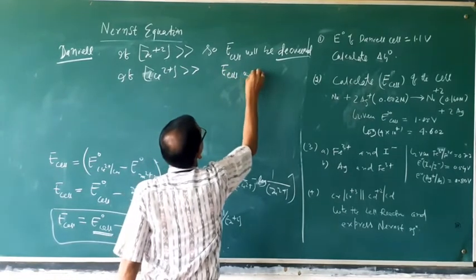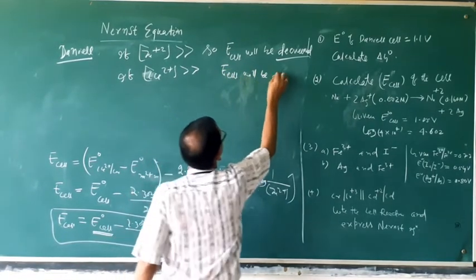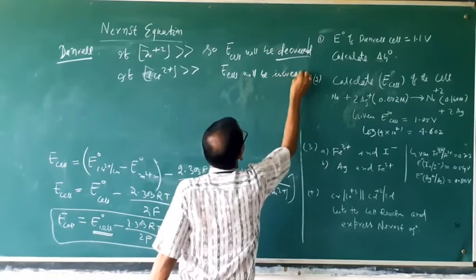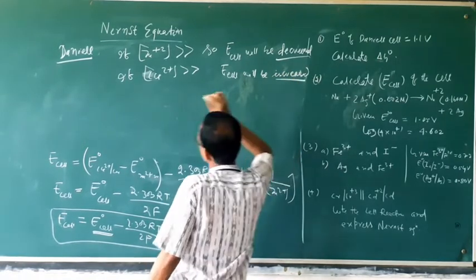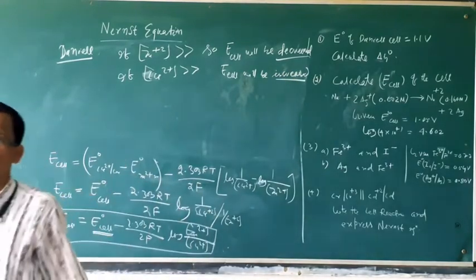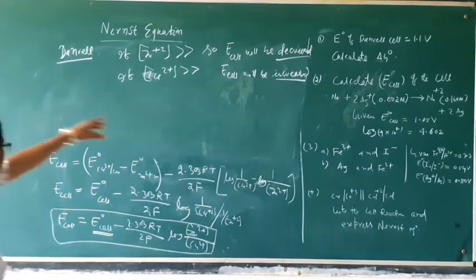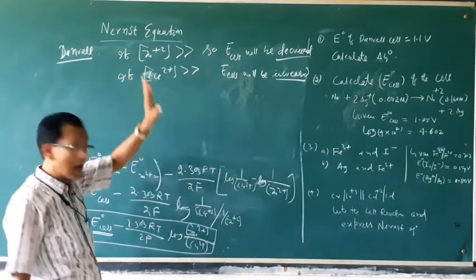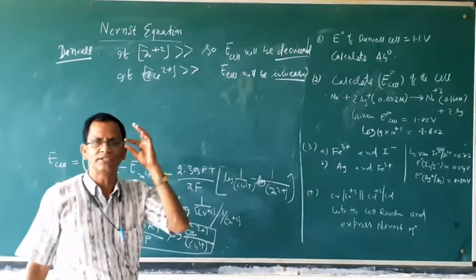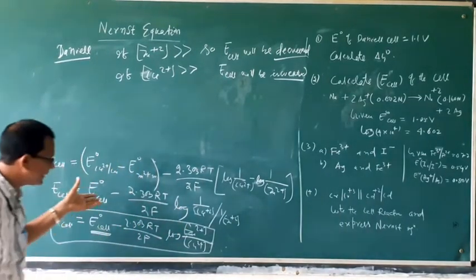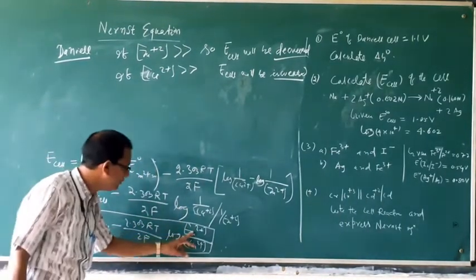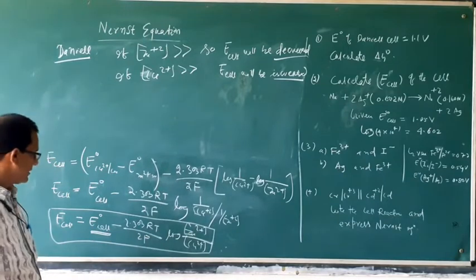E cell will be increased. So how can we increase cell potential? This is a very important concept in the Nernst equation. How can we increase the cell potential? It will be increased when zinc ion concentration is decreased.